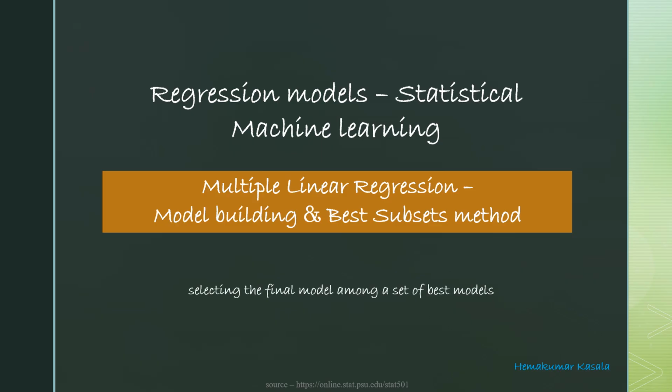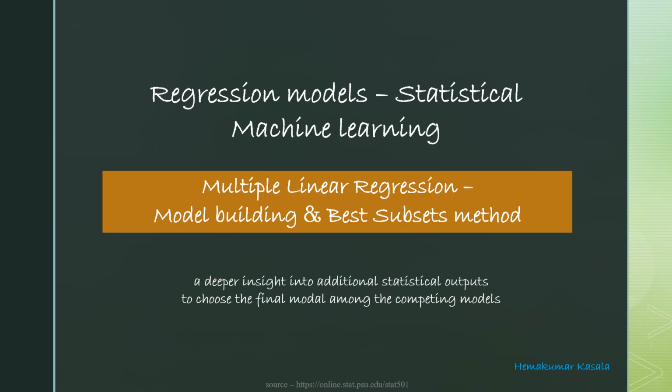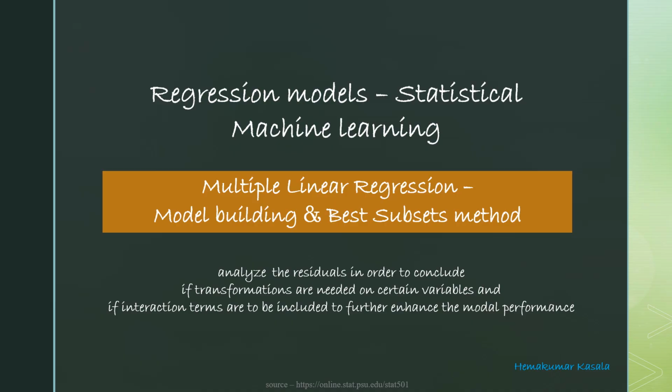In this part of the video, we learn about selecting the final model among a set of best models. We learn the application of the objectives criteria to analyze the performance of each of the models from the subset of the models. We take a deeper insight into the additional statistical outputs to choose the final model among the competing models. And finally, we analyze the residuals in order to conclude if transformations are needed on certain variables and if interaction terms are to be included to further enhance the model performance. Let's get into the video.